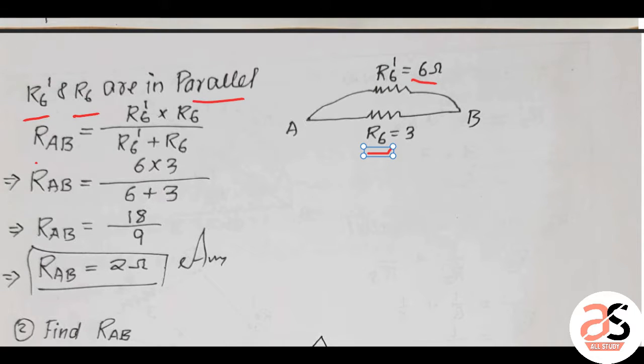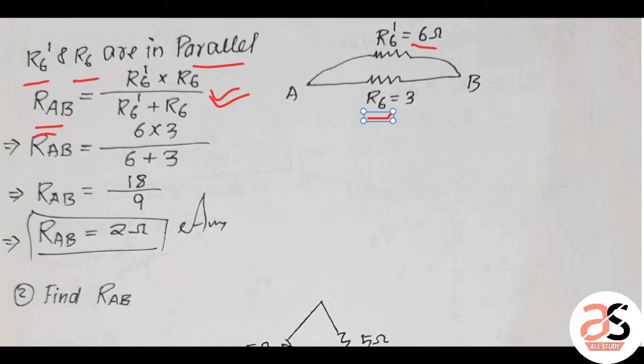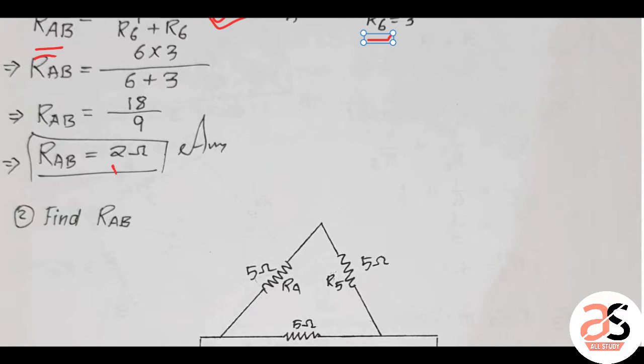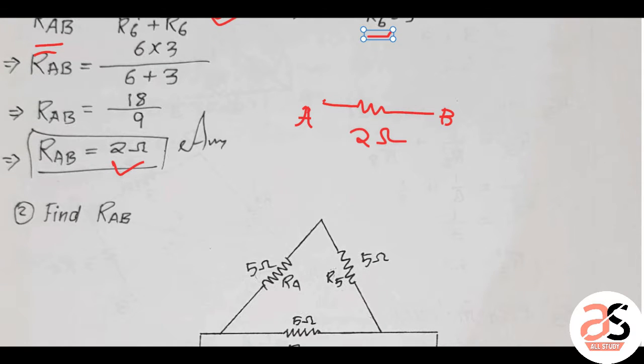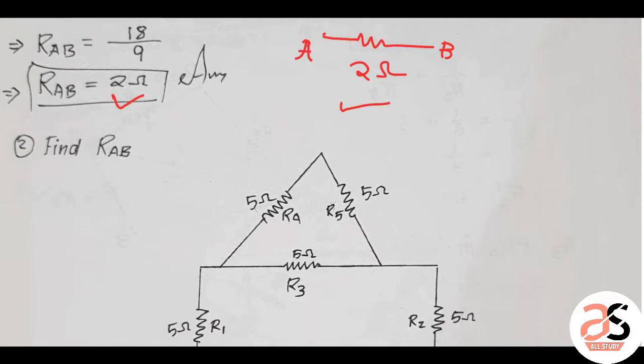So the resistance between A and B, we can directly apply this formula: R6 dash into R6 by R6 dash plus R6. So the final answer is 2 ohm. The final figure will be like this. This is the A terminal, this is the B terminal, and the value here is 2 ohm. So this is the final figure.